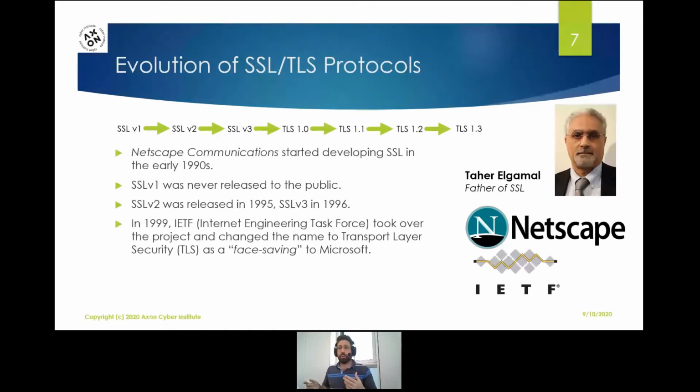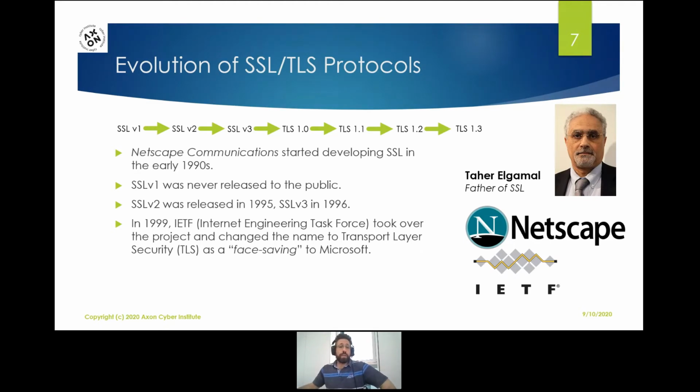And Netscape was at war with Microsoft, so to speak. So they developed this protocol privately, and they called it Secure Socket Layer, SSL. And the father of the SSL is called Taher Elgamal. He was an Egyptian scientist at Netscape, and he was also a mathematician and cryptographer, and he developed this first protocol, SSL version 1.